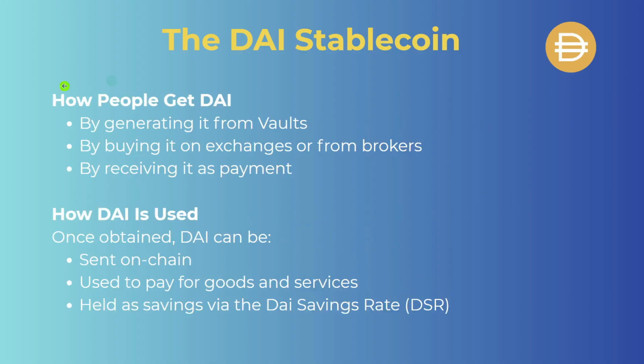So how can people get DAI? They can generate it, they can mint DAI from the vaults by providing collateral, or of course they can buy it on exchanges or from brokers.